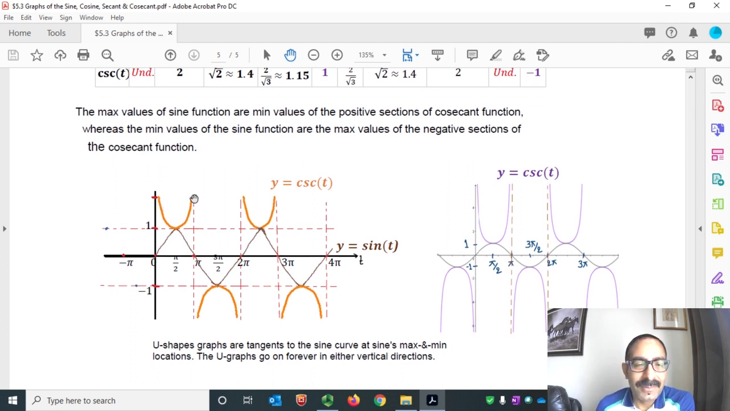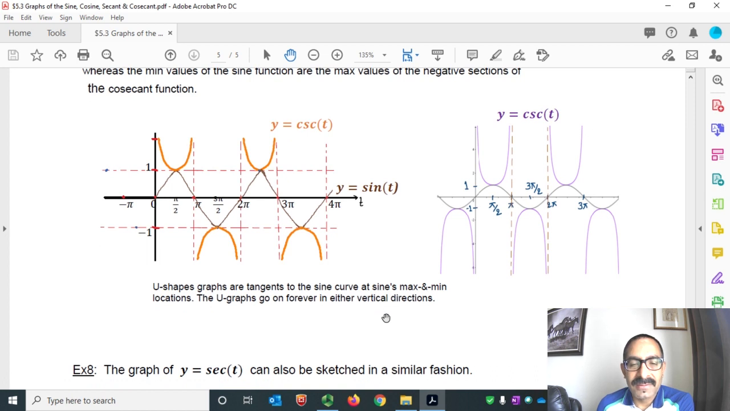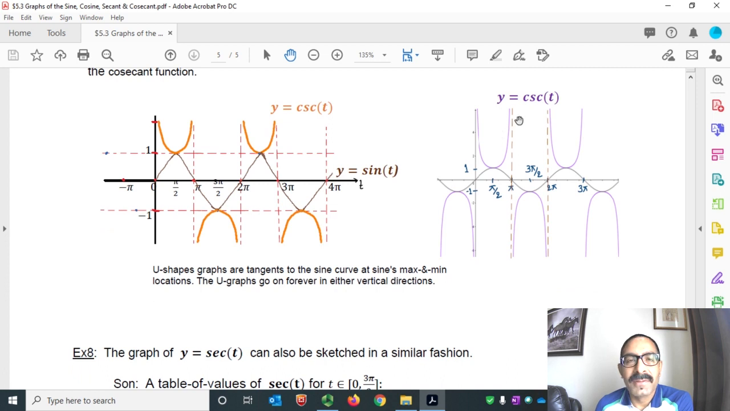Now this is the vertical asymptote for cosecant functions, and similarly we can find the other pieces of the cosecant function's graph. So the U-shaped graphs are tangent to the sine curve at sine's maximum and minimum locations. The U graphs go on forever in either vertical direction. So let me use the technology here and draw the smooth, nice looking graph on my right side. So this is the graph of the cosecant function. I hope this graph makes sense to you all.